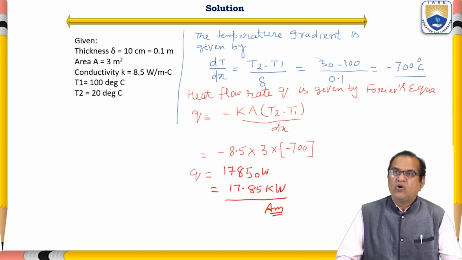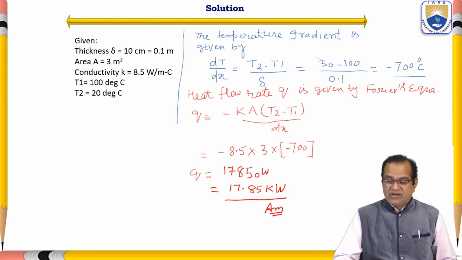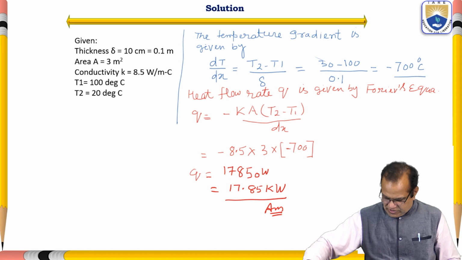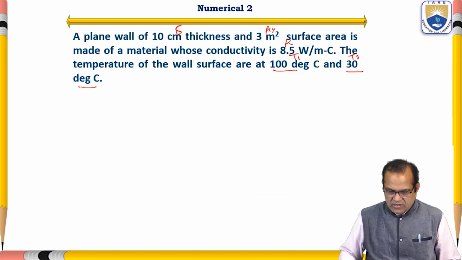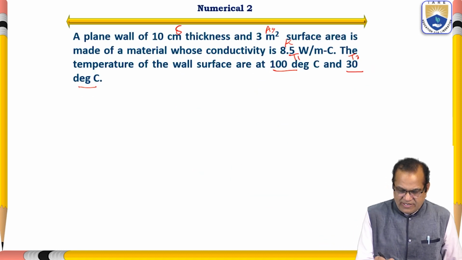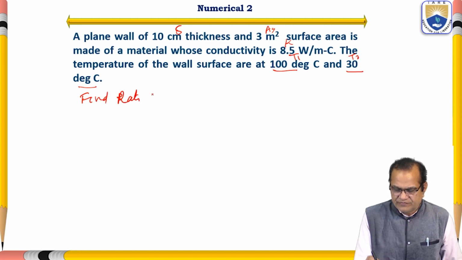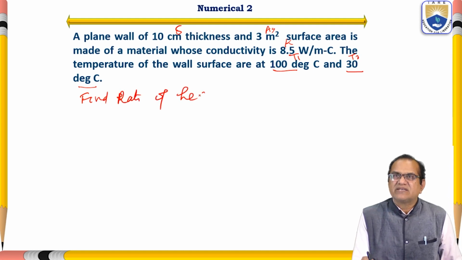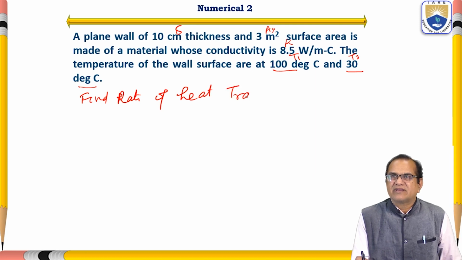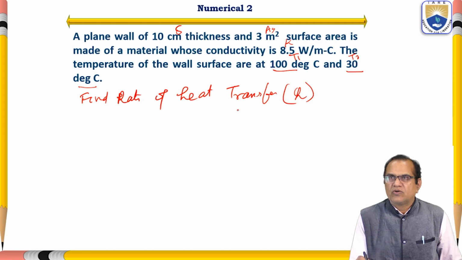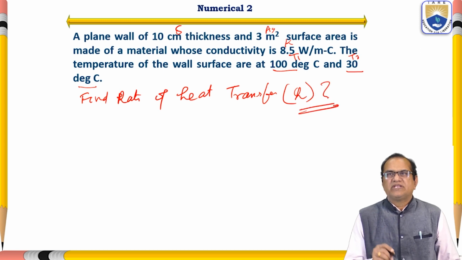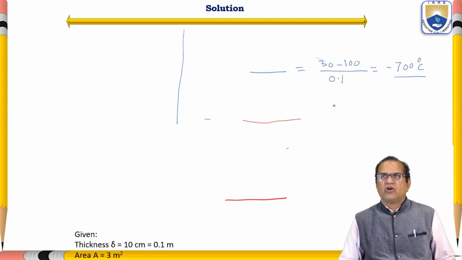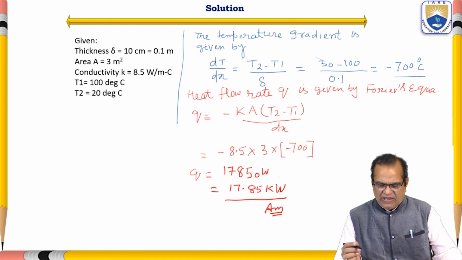So what we have to find out is the rate of heat transfer, Q. This we have to find out. Mostly all the values are given.